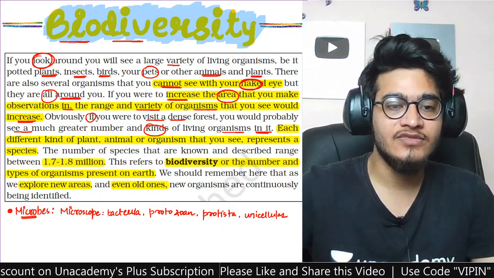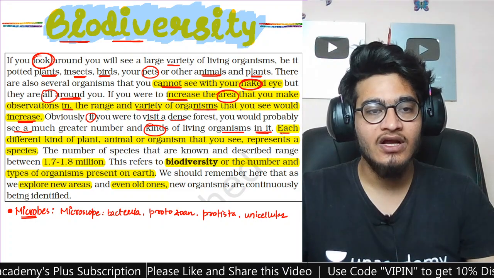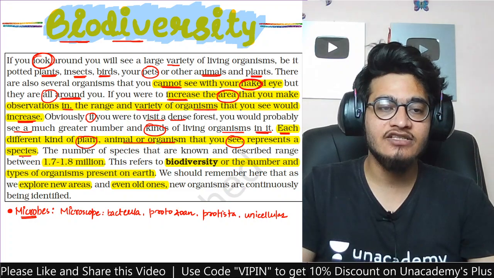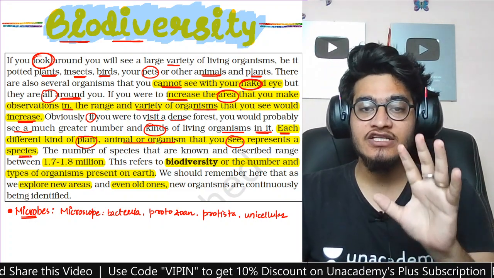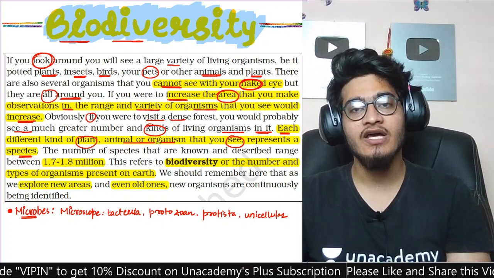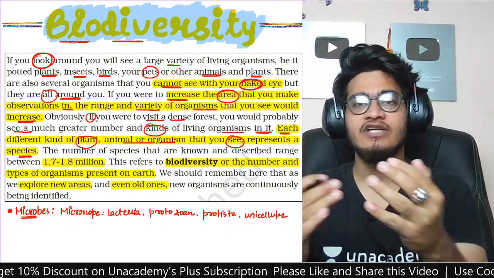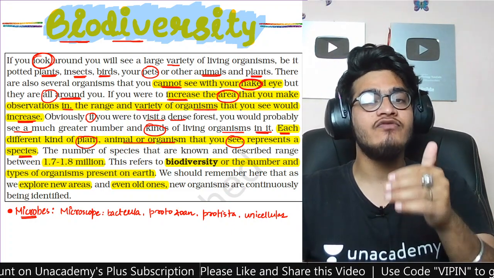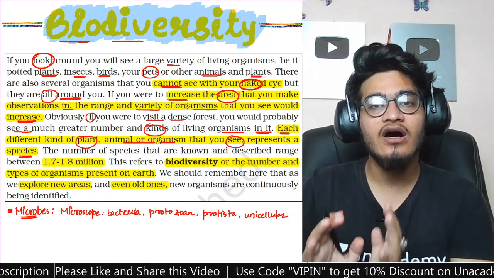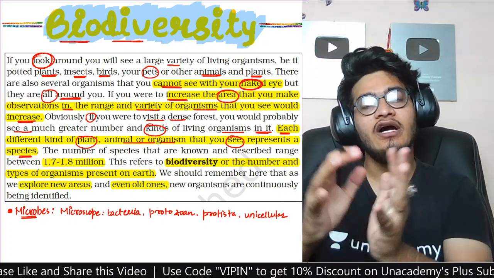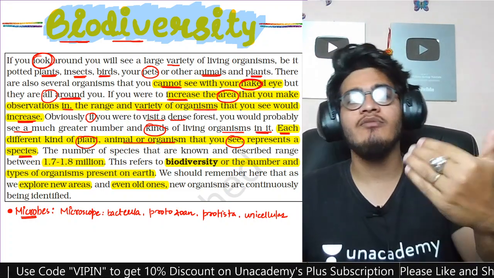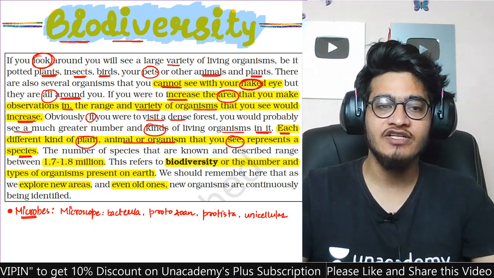I need to change the slide. Okay, each different kind of plant, animal, or organism that we see represents a species. We have already talked about it. If they are the same, for example human beings, we are part of the very same species. So what are we going to call ourselves? The individual members of a species. So all the human beings are individual members of the same species. But if there is something different than us, it will be put separately in a different species.